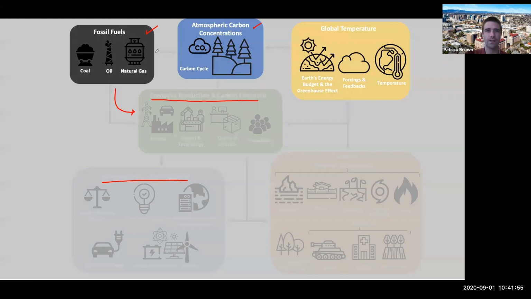Today in particular, it's really just up here. This is the overview of physical climate science. So we have fossil fuels, we have greenhouse gases in the atmosphere, and we have how that affects temperature. So it's the fundamentals, it's the basics of what everything else kind of stems from.